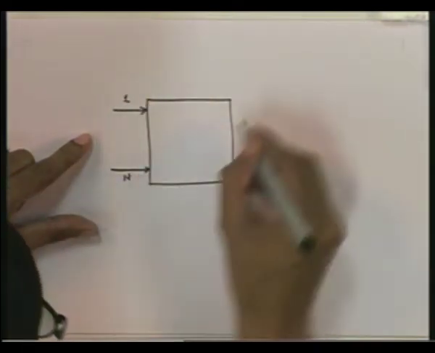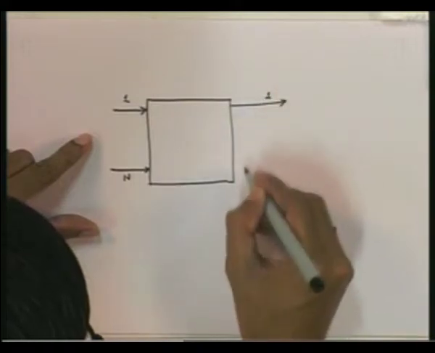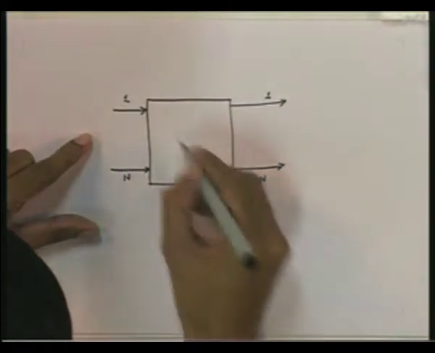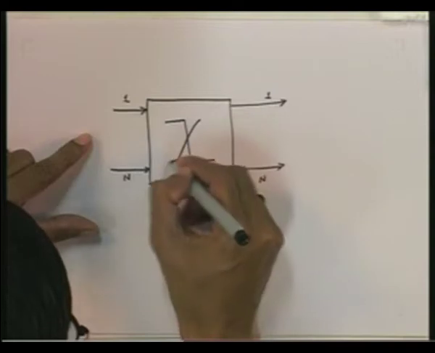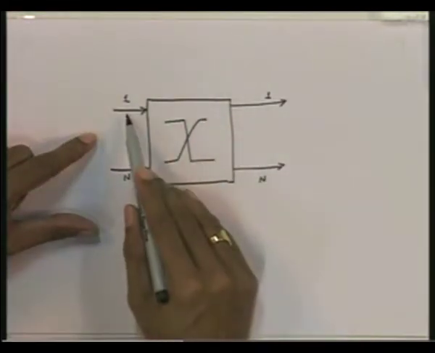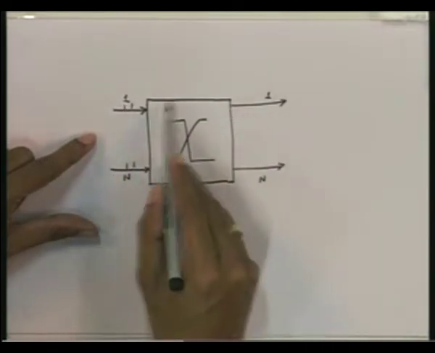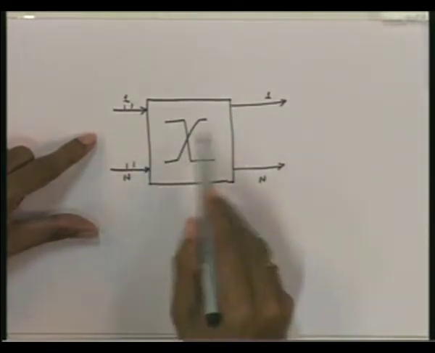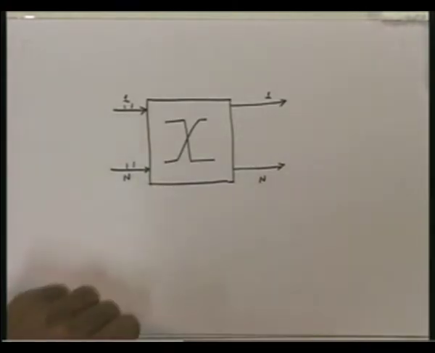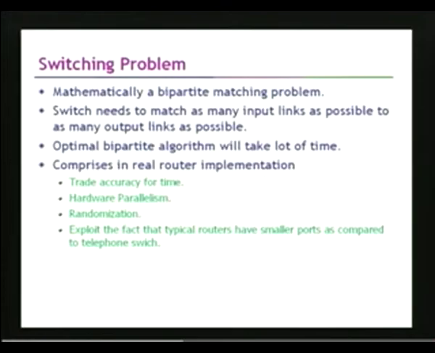So maybe 1 to n input ports and 1 to n output ports. Okay, and this is a switch. So the job of the switching really is to switch the packets which are coming from the input ports to the output ports. Mathematically, if you look at it, this is really a bipartite matching problem. Okay, if you view the switch as a graph, it needs to match as many input links as possible to as many output links as is possible.